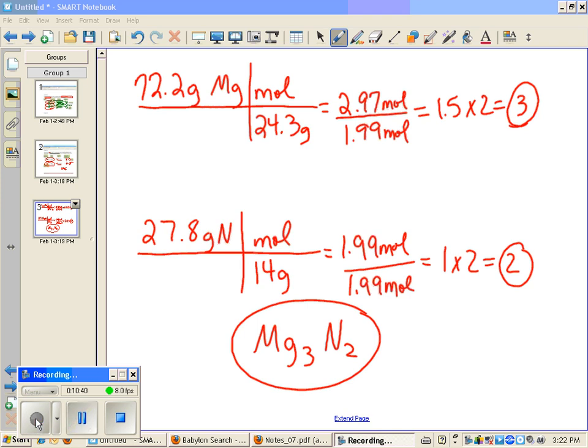When you're looking at these, just remember that the steps are pretty much always the same. If you're not in grams, if you're in percent, you want to change that directly to grams. You're always going to go from grams to moles. After you find moles, you're going to divide by the smallest. Then, hopefully you get a whole number. If you do get a whole number, that becomes your subscripts, and you put that into your formula, and you're finished. But if you do not have a whole number, you will have to multiply by some number in order to make that be a whole number. And then those numbers become your subscripts.